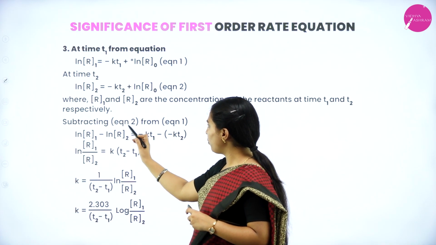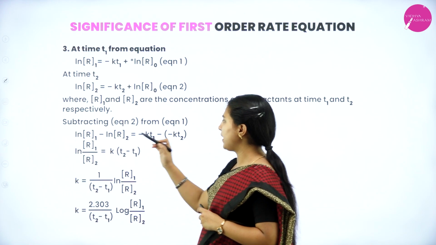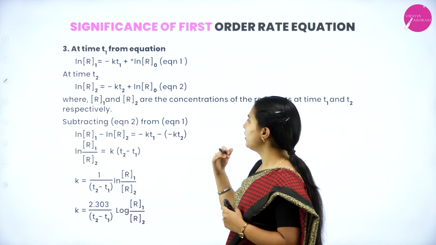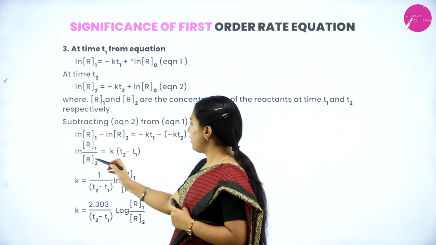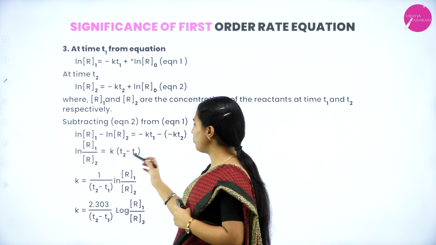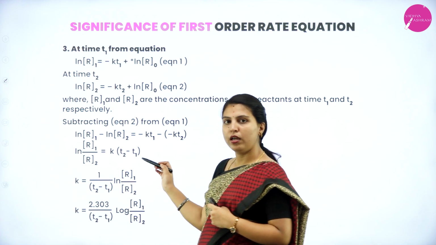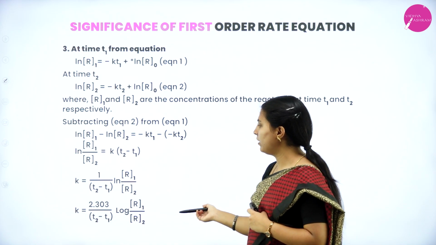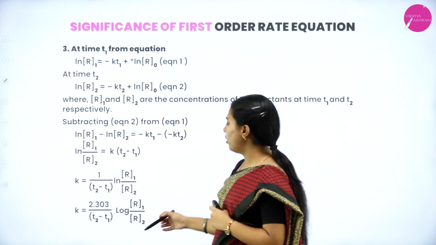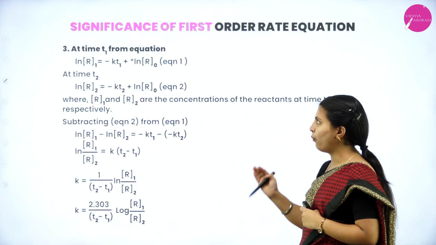Subtracting equation 2 from equation 1, ln R1 minus ln R2 equals minus KT1 minus minus KT2. What will become? Ln R1 by R2 equals K into T2 minus T1. K equals 1 by T2 minus T1 into ln of R1 by R2. K equals 2.303 divided by T2 minus T1 log of R1 by R2. This is another equation for when time equals T1 and T2.